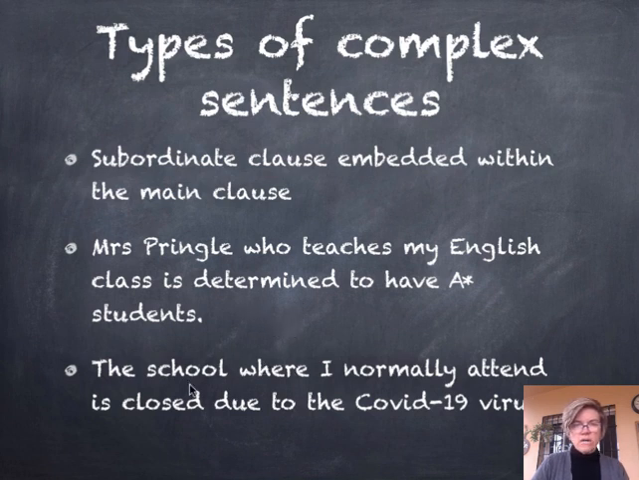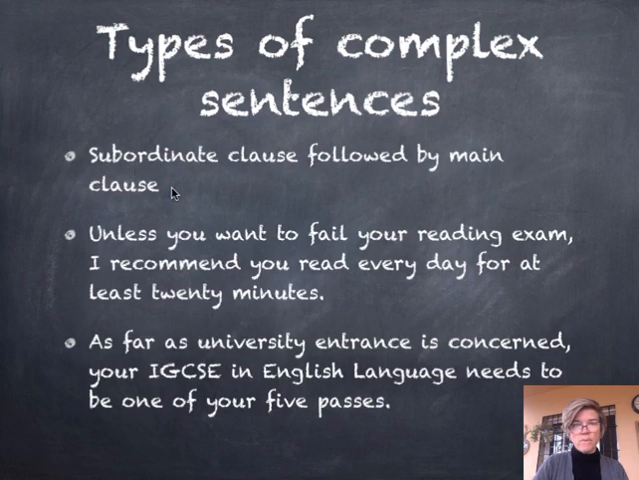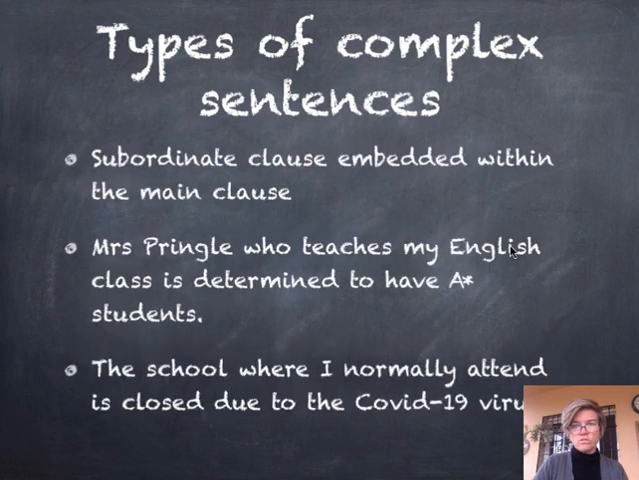At least where. Okay, another example I have, the school where I normally attend is closed due to the COVID-19 virus, okay? So where I normally attend is the relative subordinate clause. The school is closed due to the COVID-19 virus, that's the main clause, okay? So those are your three choices, to have your main clause come first, followed by a subordinate clause, to have a subordinate clause followed by a main clause, or your subordinate clause embedded.